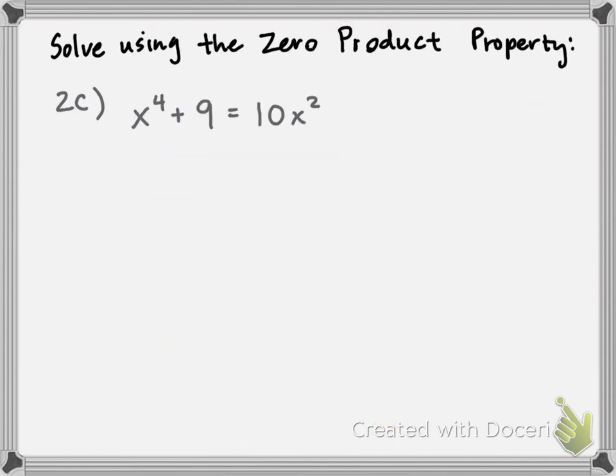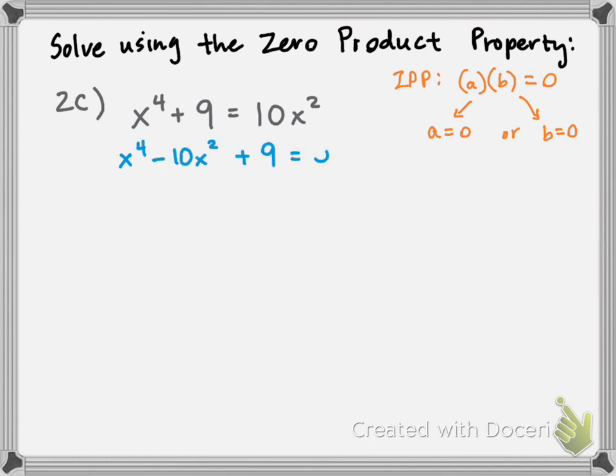Under example 2c, we have x to the 4th plus 9 equals 10x squared. Again, reminding ourselves that the zero product property states that I have to have a factor of a times a factor of b, and they equal 0 when multiplied. If that's true, then a must equal 0, or b must equal 0. So let's make it equal 0. Step 1, make it equal 0. X to the 4th minus 10x squared plus 9 equals 0.